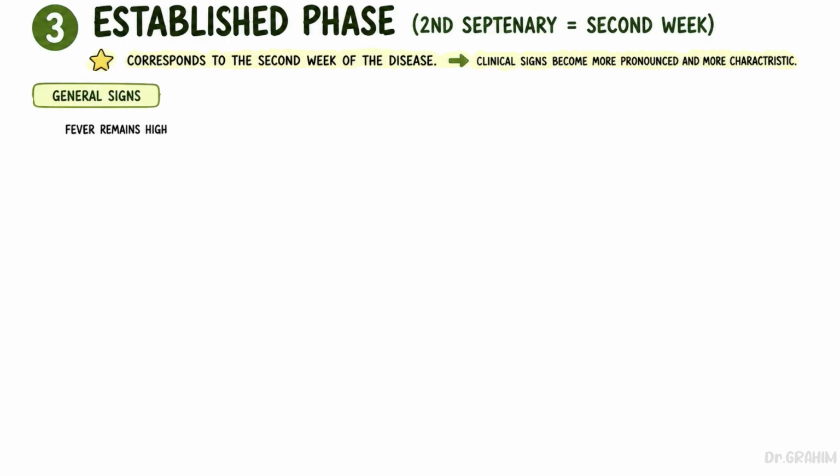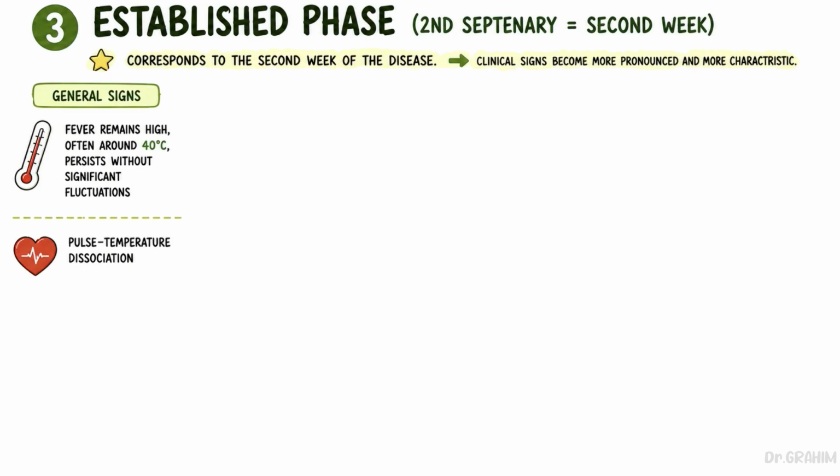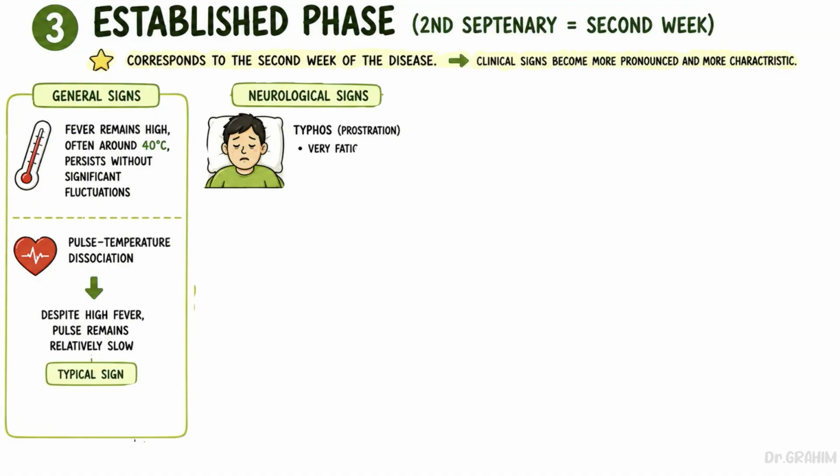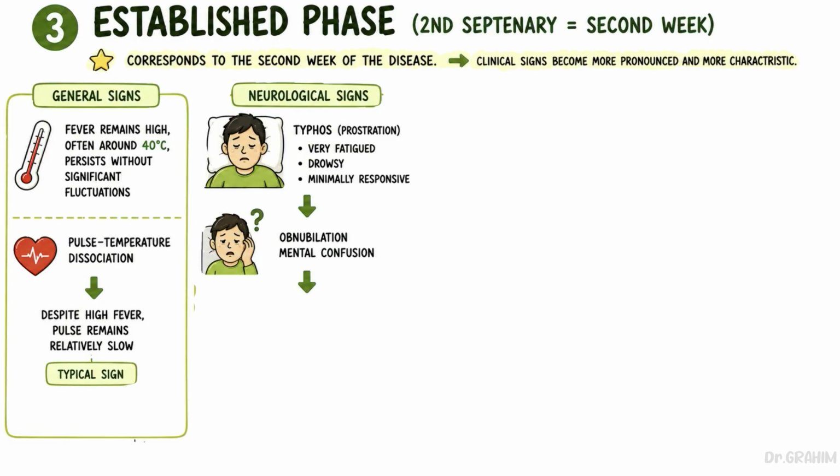Fever remains high, often around 40 degrees Celsius, and persists without significant fluctuations. Pulse temperature dissociation is still present, a fairly typical sign. Despite the high fever, the pulse remains relatively slow, which is unusual in other infections. The patient may enter a state of typhus, marked by prostration. They are very fatigued, often drowsy, and minimally responsive to their surroundings. Obnubilation and mental confusion may also be observed.